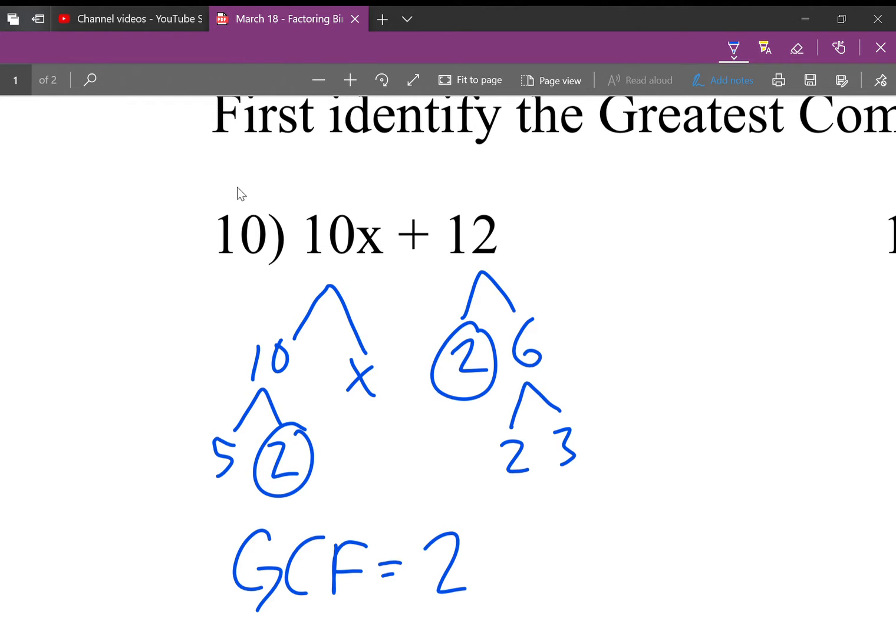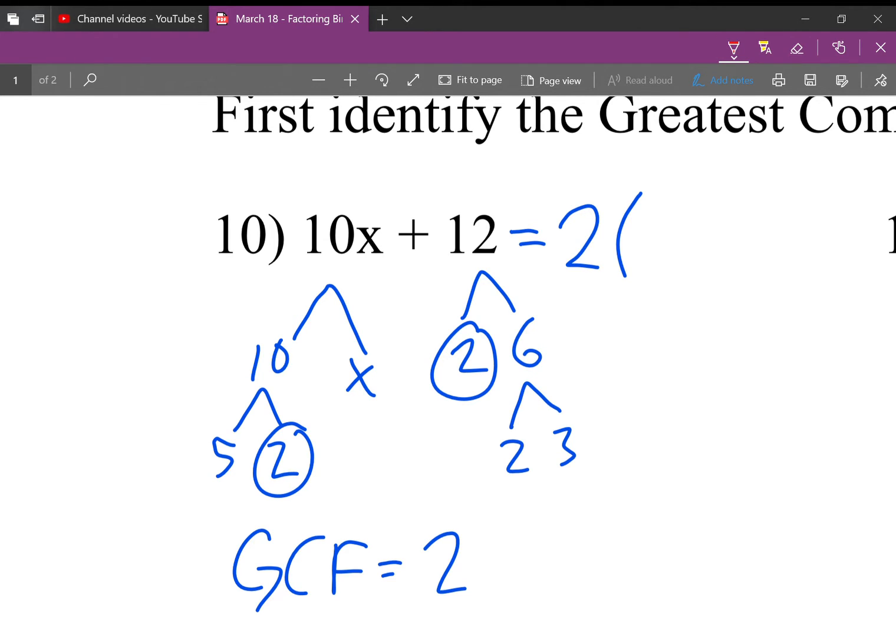So now we're going to write and make this an equation. 10x plus 12 is equal to, we're going to put our greatest common factor here, and then we're going to open a set of parentheses. Now inside the set of parentheses, we're going to put what's left over. And I'm actually going to try to switch colors. Let's see if this works for me.